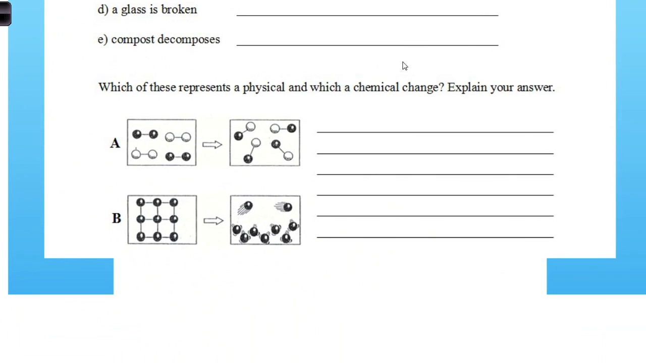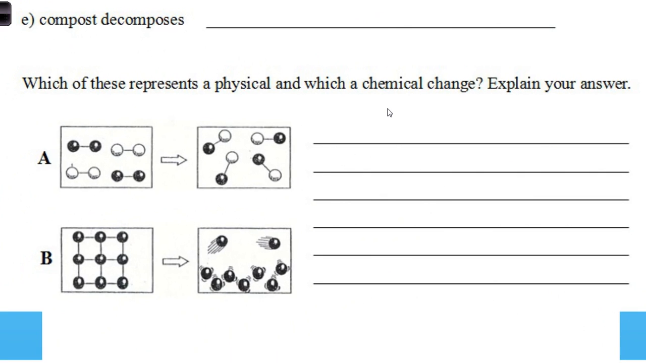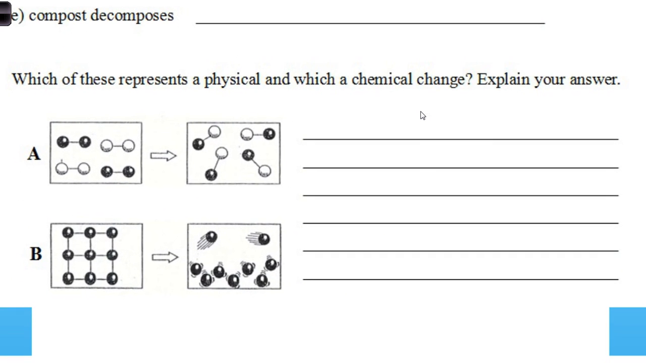Okay, so this next one here: which of these represents a physical and which a chemical change? Explain your answer. So A, is this the physical or the chemical? Let's look at A and B. A is the chemical change. The reason you know that straight away is we've got a totally new substance formed here. So we've got a new compound.